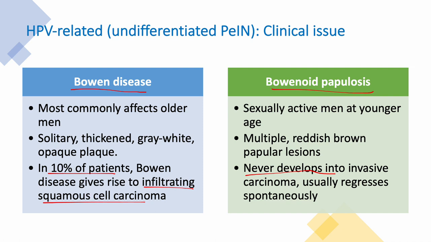Simply, Bowen disease is a precursor for invasive squamous cell carcinoma, and Bowenoid papulosis will never progress to invasive squamous cell carcinoma. Both conditions are associated with high risk HPV infection, but the main difference is that one will progress to invasive carcinoma and the second one, Bowenoid papulosis, will never progress to squamous carcinoma. Actually, interestingly, it can regress spontaneously.